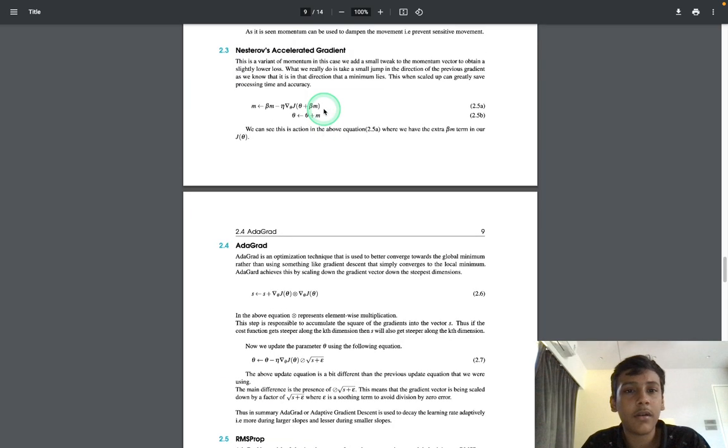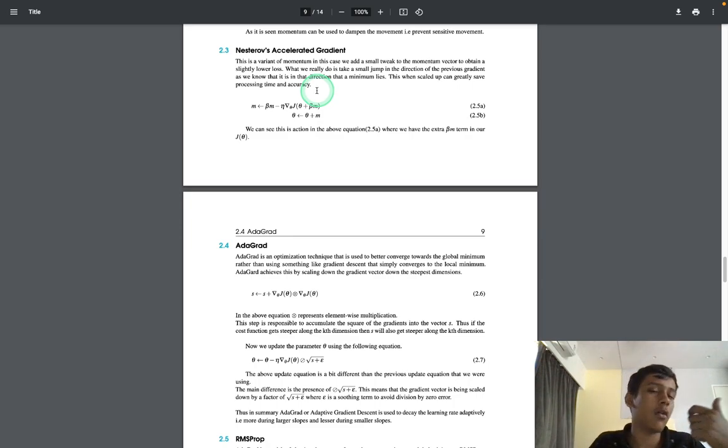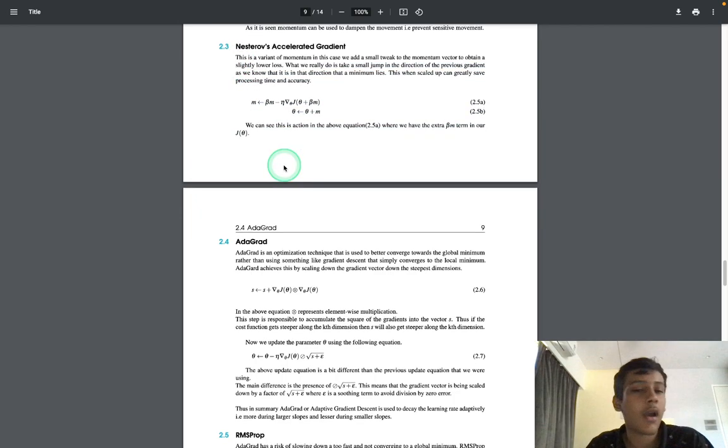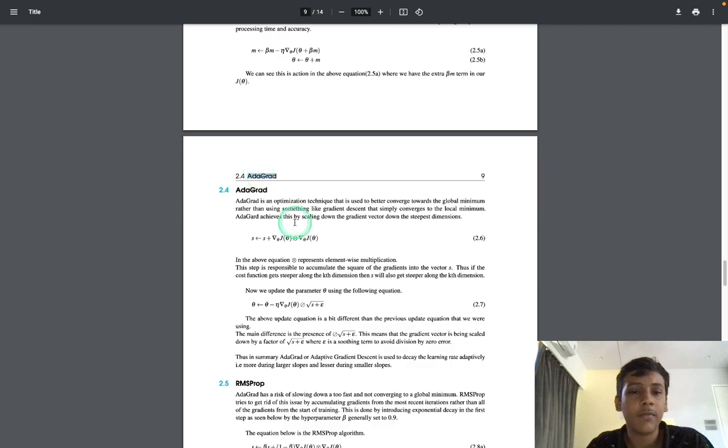I hadn't covered Nesterov's accelerated gradient. However, it is extremely similar to that stuff. We just add an extra beta m term to this, and that will allow you to move further in the direction of the gradient. I won't exactly go explaining that, and I'll leave it as an exercise for you guys. I have explained it over here, so you can go ahead and read this. If you don't understand, comment down below and I'll explain it to you.